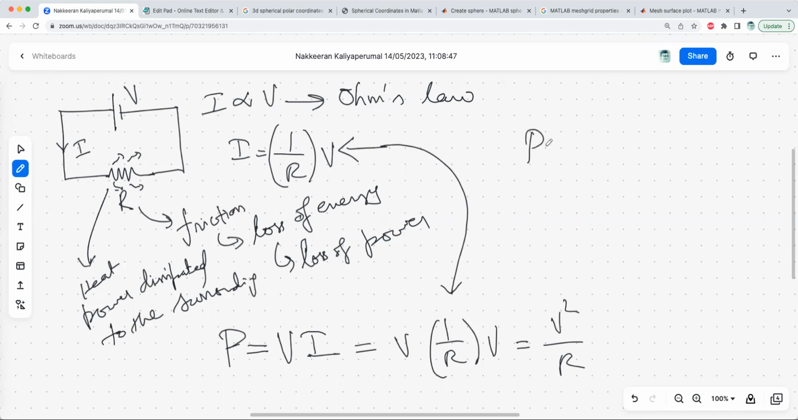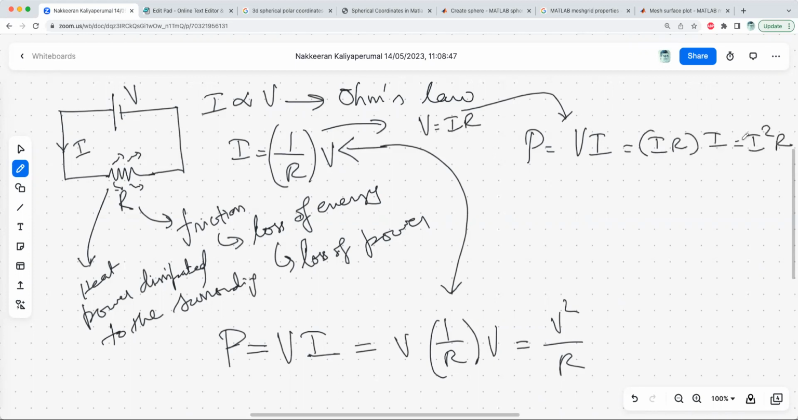The power can also be calculated by VI, this time changing the subject to V equal to IR. If you plug that in, this becomes IR multiplied by I, so this becomes I square R. If you know the current, you can directly square it and multiply by R, which gives you the answer straight away. Is that okay?